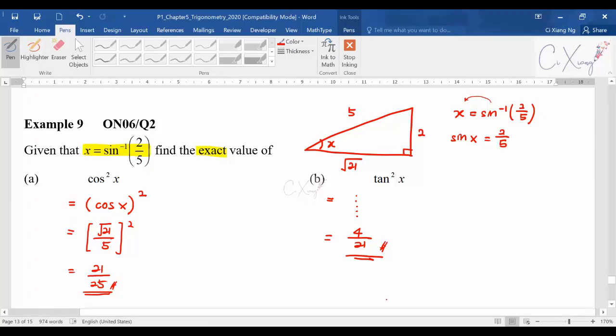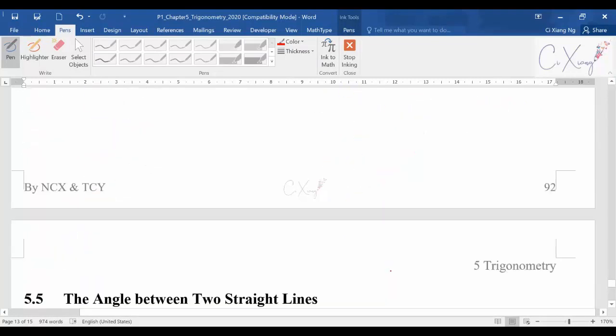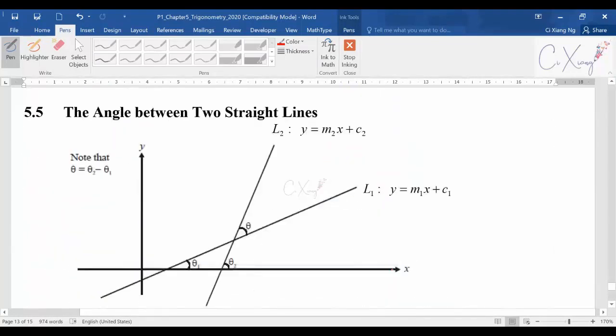If no problem, then we end our inverse function part. We continue to the next one, which is also a short part. Sometimes they want you to find the angle between two straight lines. There are some questions like that, so I will introduce this concept here, and later you will see it again in chapter 7.